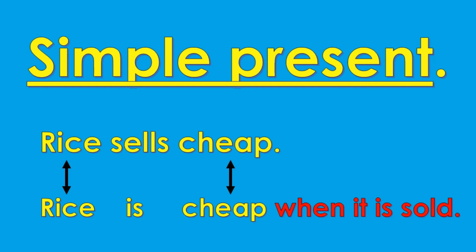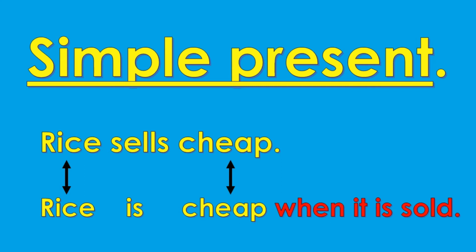Therefore, there is no question of using are. It will certainly be is. So in the question, it is rice sells cheap. In the passive voice, we have to begin like this. Rice is cheap. Once again, students, look at what we have done.